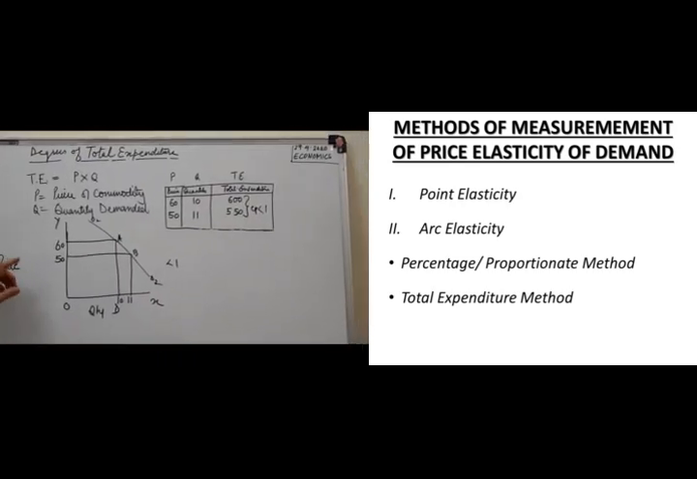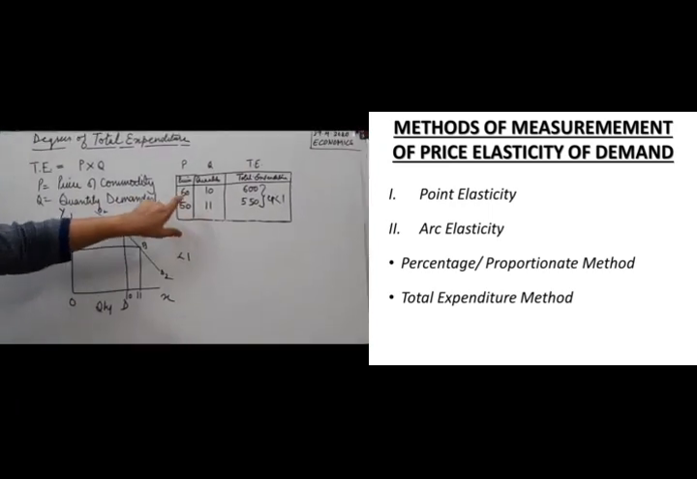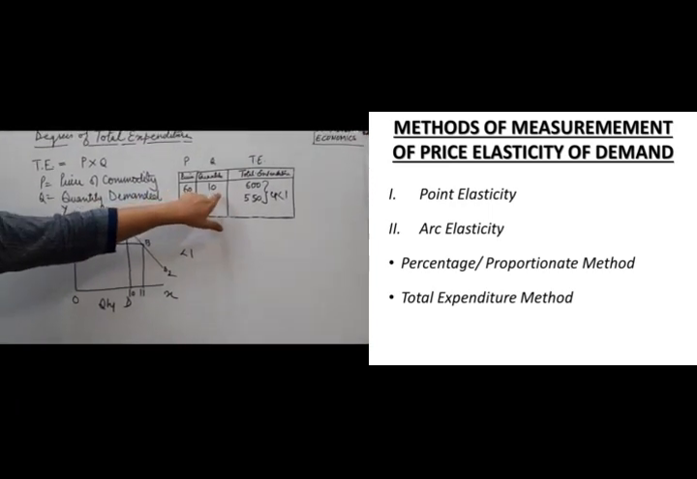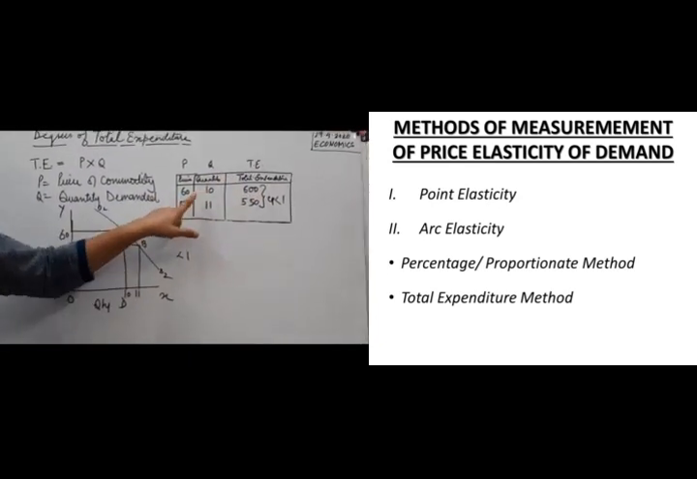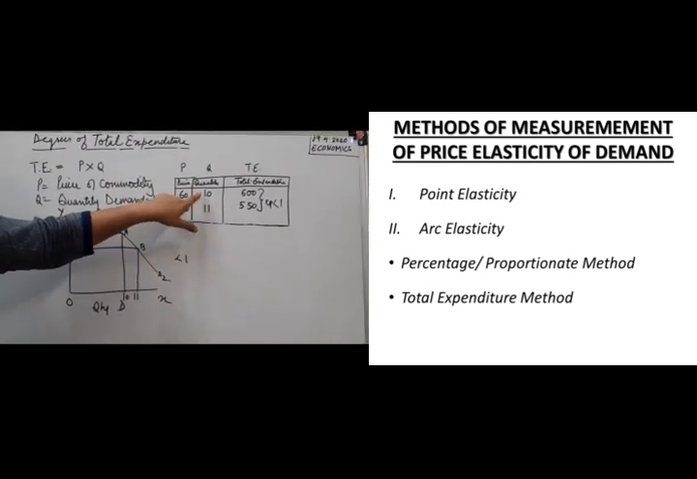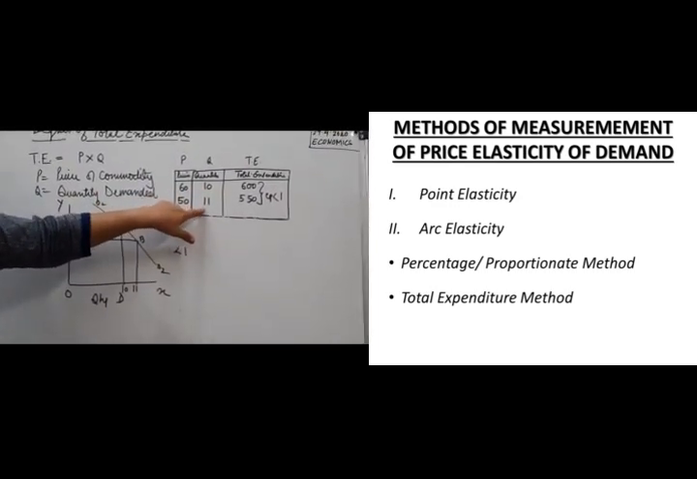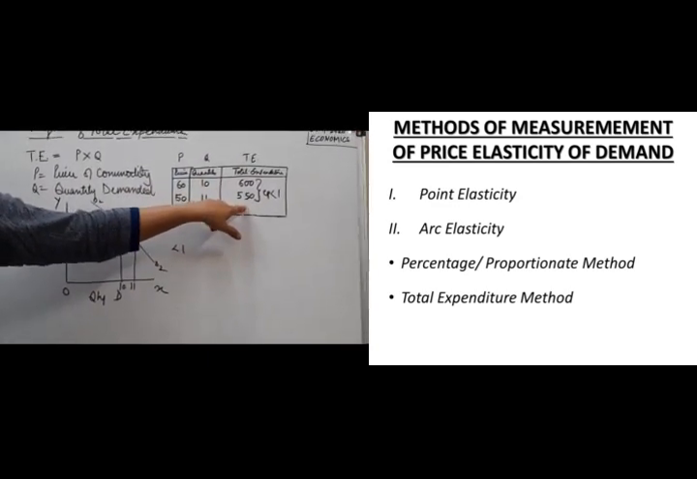The second degree is inelastic demand. What you can see over here in the schedule again, when the price is 60, the demand is 10 and total expenditure is again 600. But when price falls from rupees 60 to 50, the demand increases from 10 units to 11 units only. But the total expenditure falls, right? So what is happening over here?